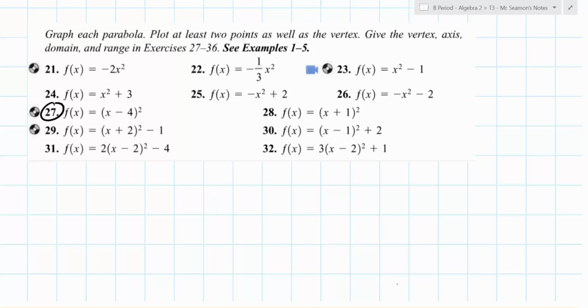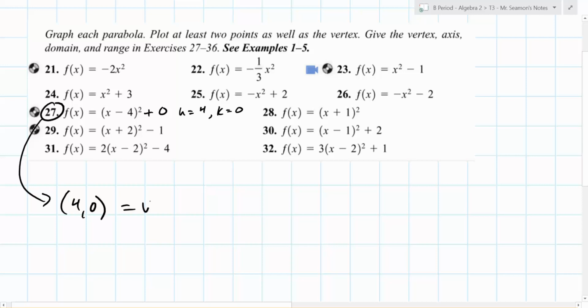Vertex form. This is in vertex form. What's the k value here? Plus what? 0. So what's the h value? 0. No. 4. It's 4. And what's the k value? 0. So on this, what do you know immediately? The vertex is 4, 0.